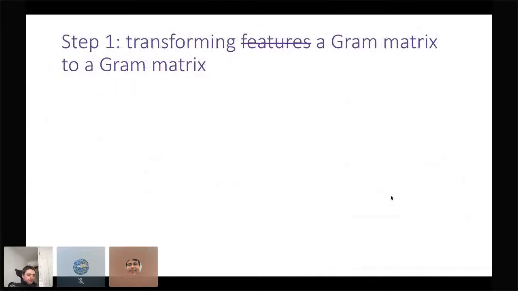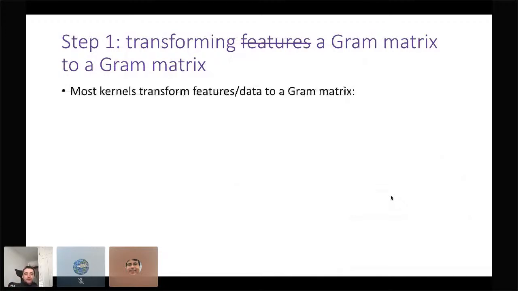Okay, so the first step is to think about the kernel functions that we usually see and use. Most kernels take some features or some data and transform them to a gram matrix. For instance, my gram matrix for data points i and j is given by taking the input vector for training example i and the input vector for training example j, and applying some function. This is a squared exponential kernel.